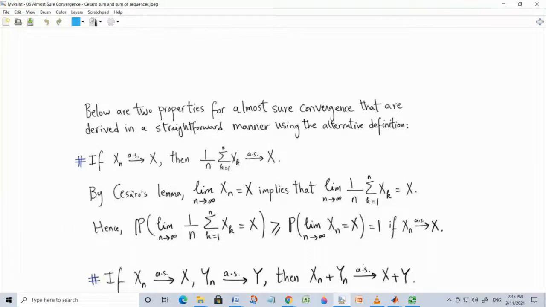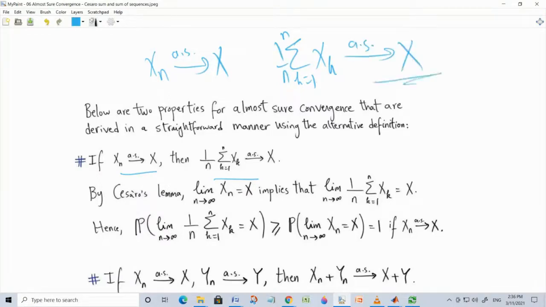Okay, so the alternative definition, which in some references is actually considered to be the main definition of almost sure convergence. We can show this result, which is a generalization of the result that you studied in the tutorial session. If you have almost sure convergence, like Xn converges almost surely to X, then it must be the case that if you sum the X's and divide by their number, this will also converge almost surely to X, right?